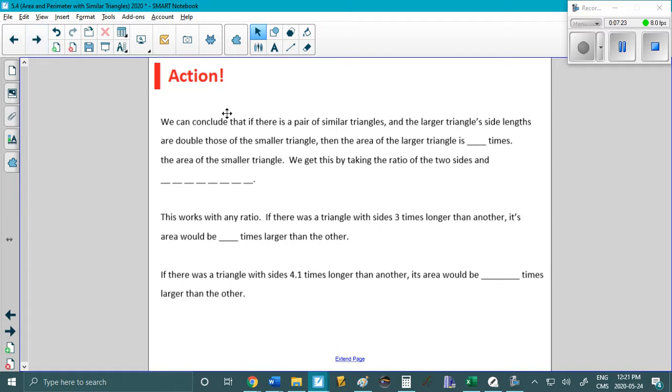So we can conclude that if there's a pair of similar triangles and the larger triangle's sides are double those, the area is 4 times. So perimeter double, area quadruple. So what do you think the general case would be?